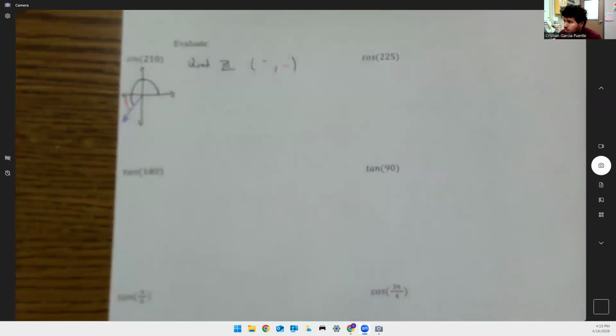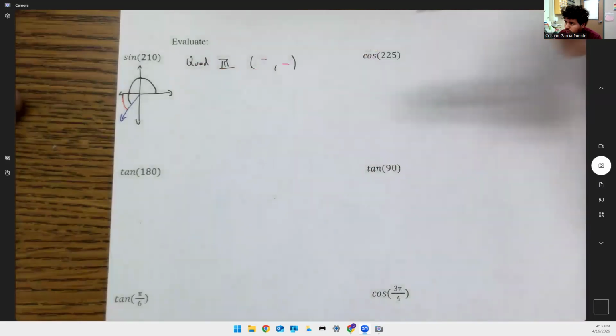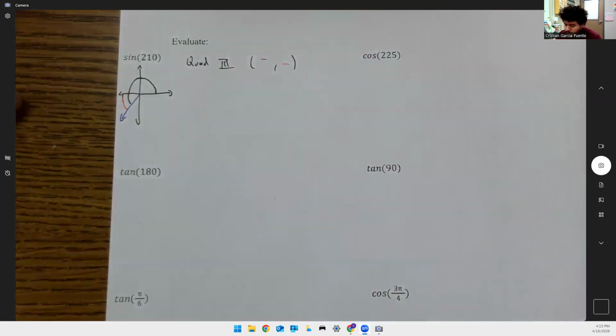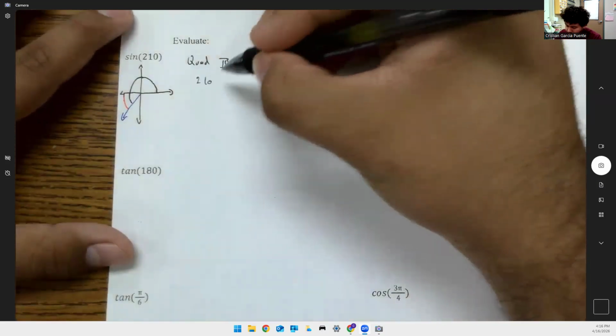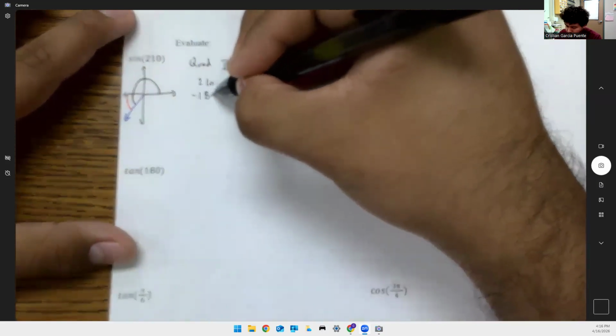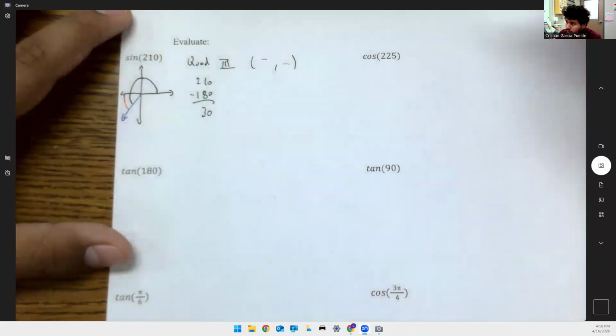Let it focus real quick. In quad 3, since we're doing minus minus, we have to find our reference angle. Do we subtract in quad 3? The shortcut, as we said in the last vid, is that in quad 3 you subtract by 180. So it's 210 minus 180, which is just 30 degrees.